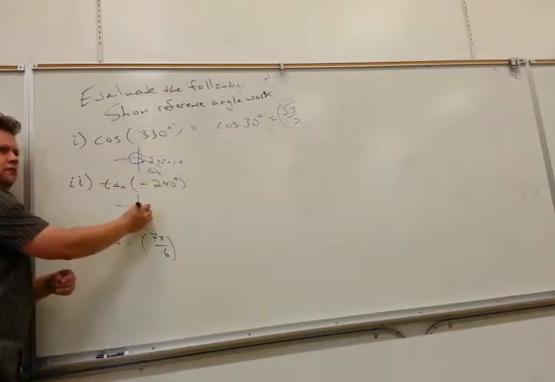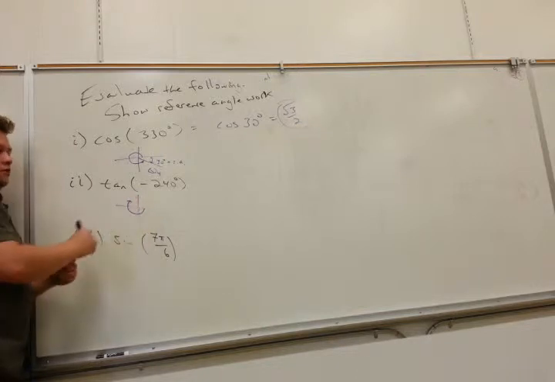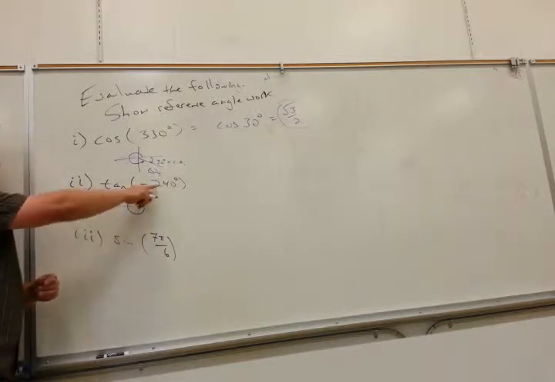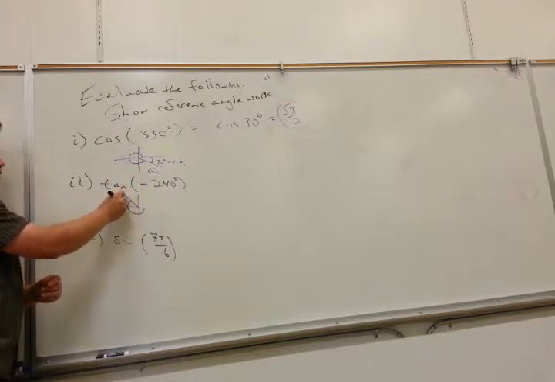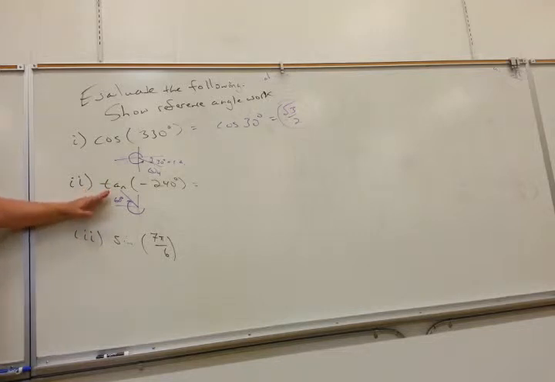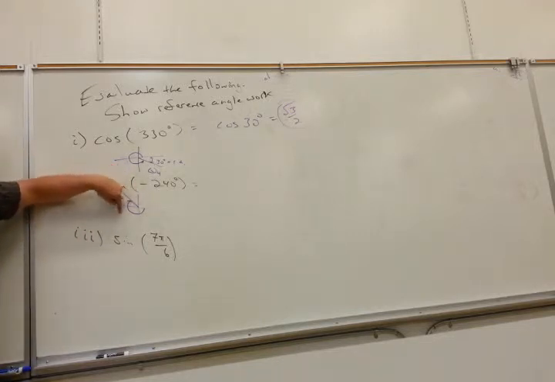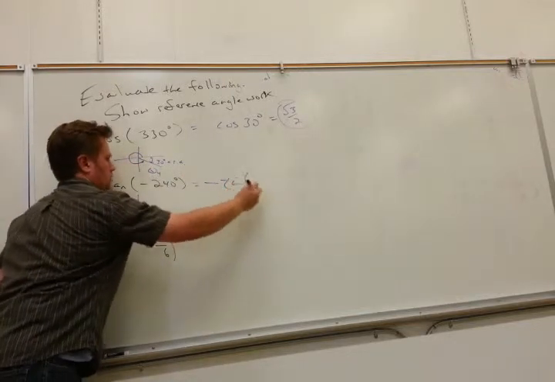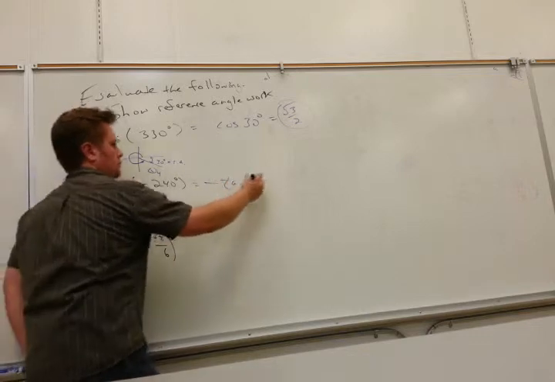Which quadrant do I end up in? Second quadrant, I like it. How much past 180 have I gone? So the reference angle is 60. What's tangent going to be in that quadrant? Negative, because sine is positive, cosine is negative, so the ratio should be negative. So it's equal to the negative of tangent of 60 degrees.